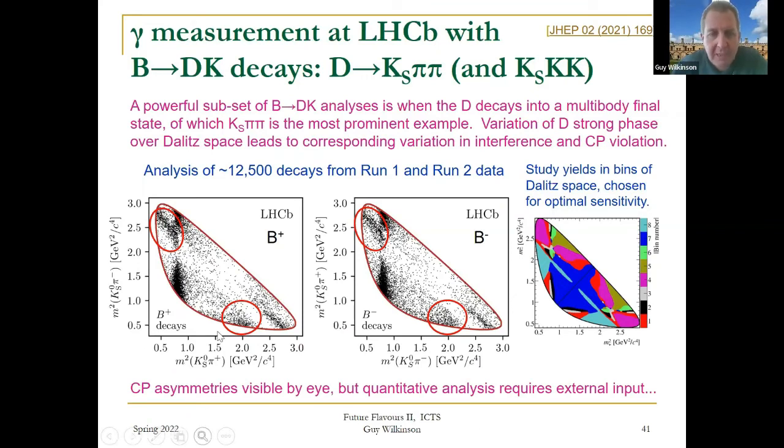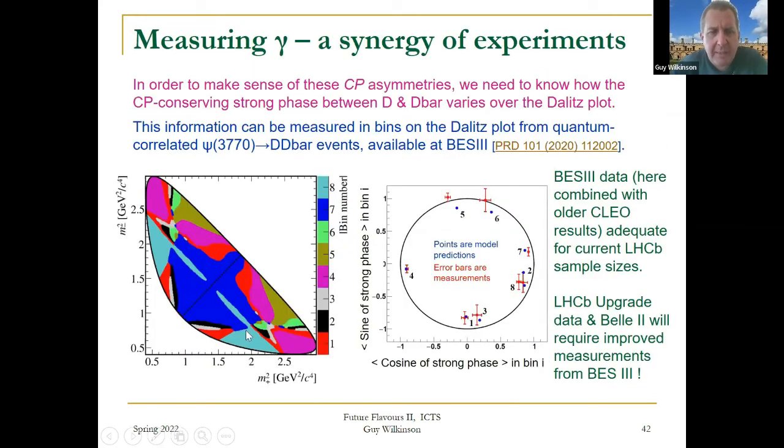So what we do is take this Dalitz plot and split it into regions which are chosen for optimal sensitivity. So we have this binning scheme. You see this in this very gaudy colored plot on the right. Each color corresponds to a different bin, and in each bin, we will compare the rate of B plus and B minus.